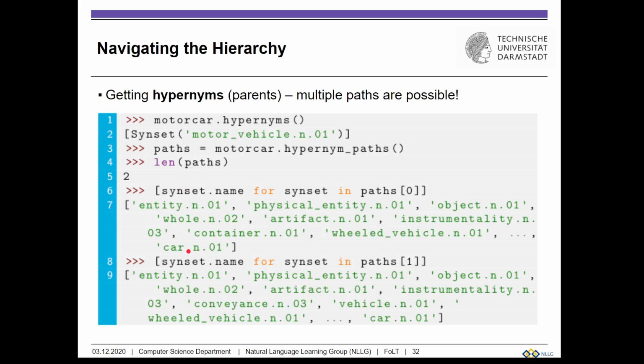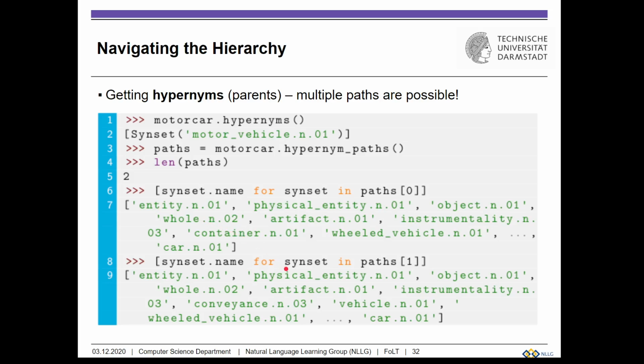So first, we check path number 0 from motor car to the root of the WordNet graph. We start out with car or motor car. Remember that motor car was in the synset of car. Then we go up over wheeled vehicle, container, instrumentality, artifact, whole, object, physical entity, to entity, which is on the very top of the WordNet hierarchy.